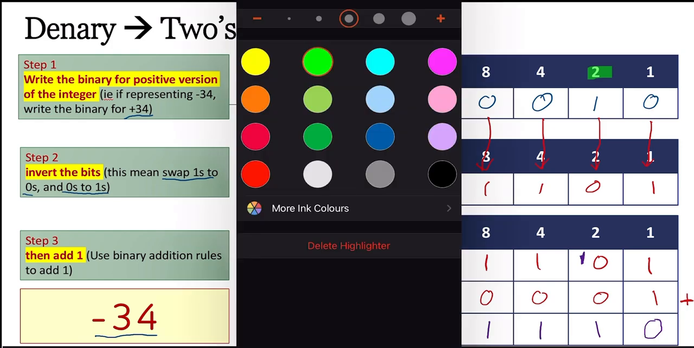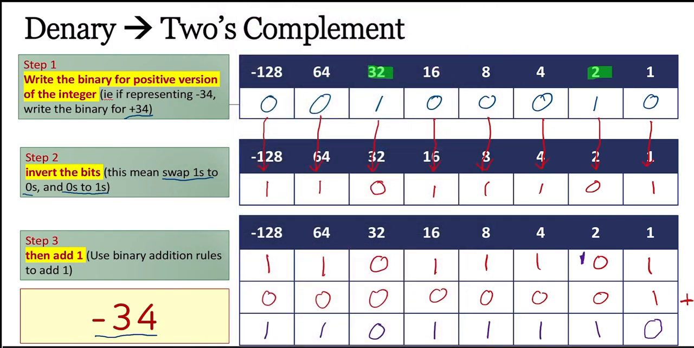How can we double check this? Well, minus 128 plus 64 is minus 64. Plus 16 is minus 48. Plus 8 is minus 40. Plus 4 is minus 36. Plus 2 is minus 34. And that's that. And this is the method you have to show when converting negative denary numbers into 2's complement.